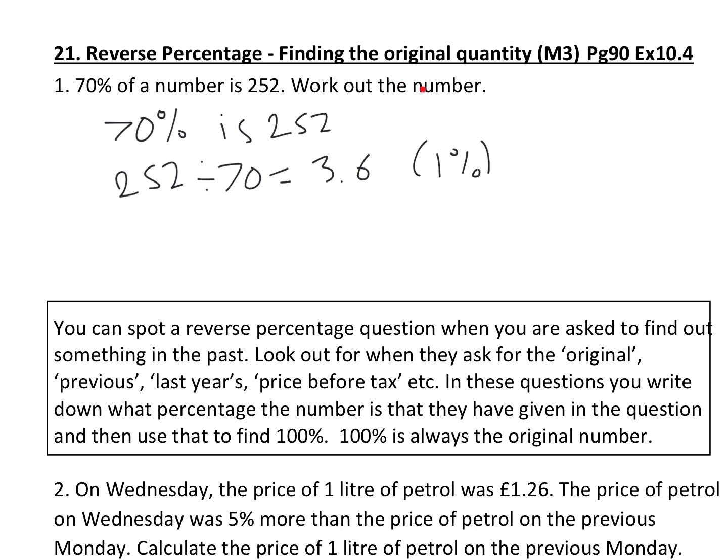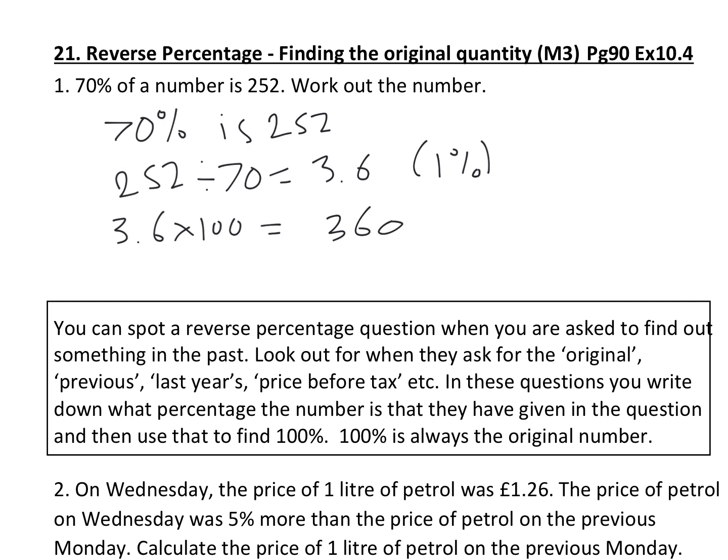The number we're trying to work out is your 100%. This is only 70% of the number. The whole number is 100%. So if you've got 1%, you want to multiply that by 100 to get 100%. And that would be 360.